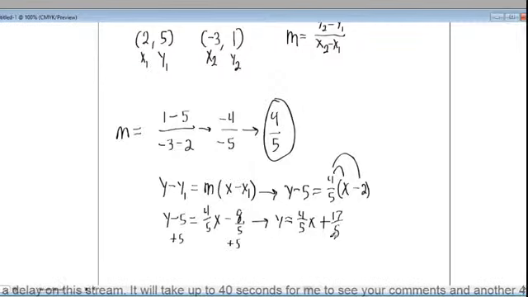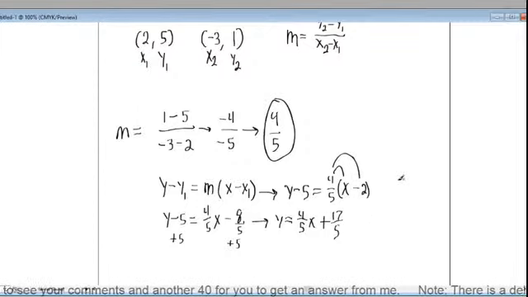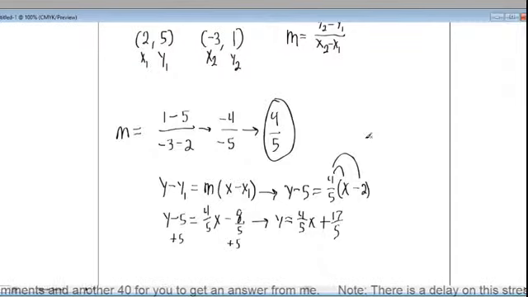So we now have it in y equals mx plus b form. Again, slope-intercept form. So our slope, like we said, is 4 over 5. And our y-intercept is at 17 over 5, which isn't an exact point, but we can still graph that. So I'll pause here for any questions we may have.